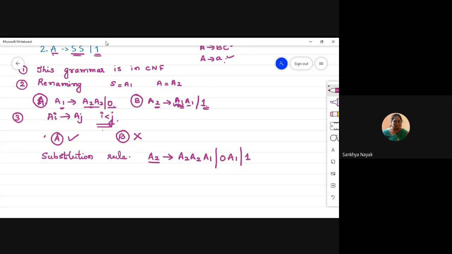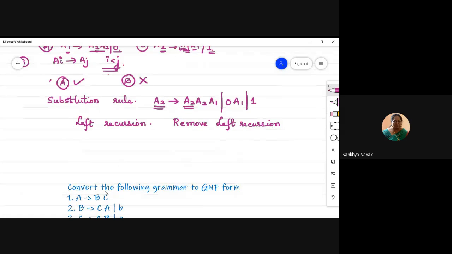Now if you see here, A2 is deriving A2. So this is left recursion. And we cannot have left recursion in the grammar. So we have to remove left recursion. There is a formula that we apply to remove left recursion. Okay, what is the formula?